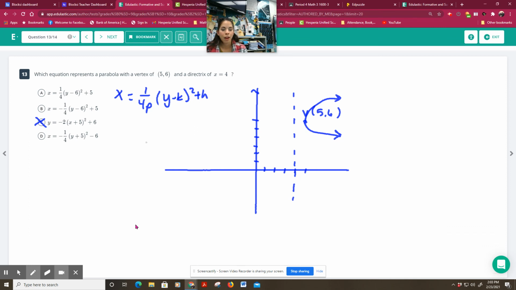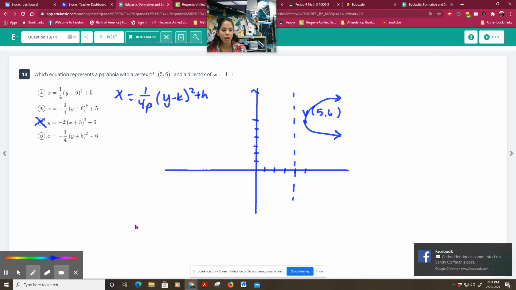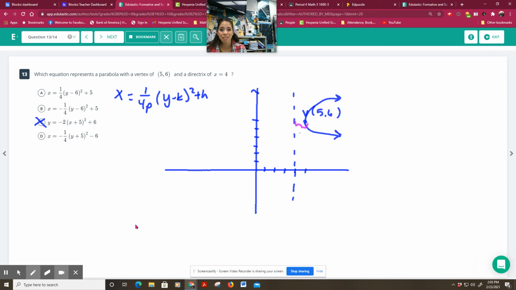All right, so the only thing I need is my p-value. The p-value is the distance between the vertex and the directrix, and it's only a distance of 1 unit. And opening to the right is a positive direction, so it's a positive 1. So x equals 1 over 4 times 1 is a 4, times y minus the k value, which is a 6, and then the h value is a 5. So 1/4 (y minus 6) squared plus 5, which is letter A. It can't be B because that's a negative 1/4. That means it would be opening to the left, and so would D.